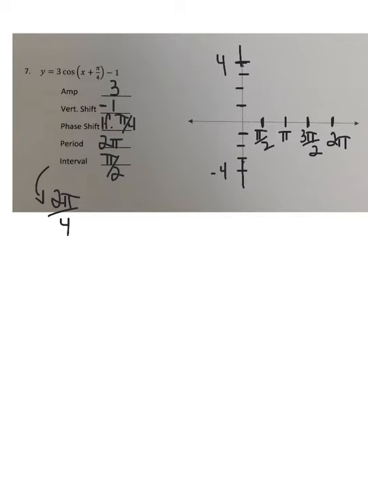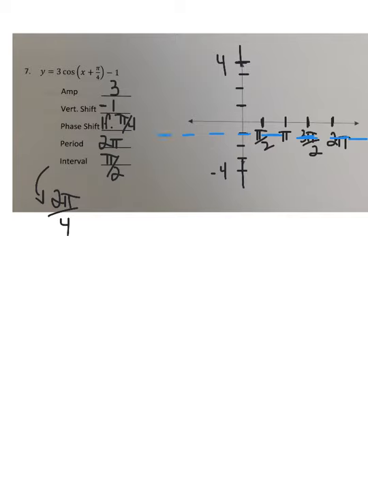Okay, so let's look at the vertical shift. The vertical shift is negative 1. So how about we draw a midline then at negative 1. So I'm going to dot it. There's my midline. Okay, so that's kind of like my new x-axis, right?